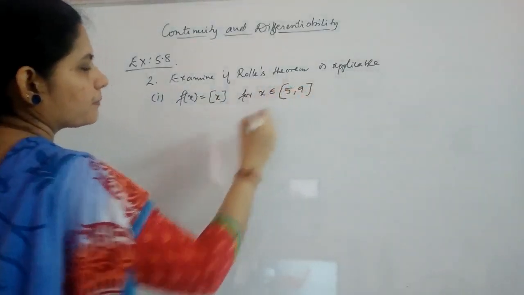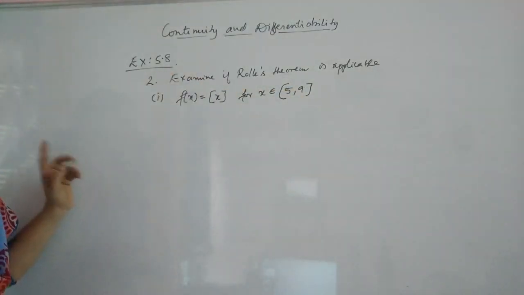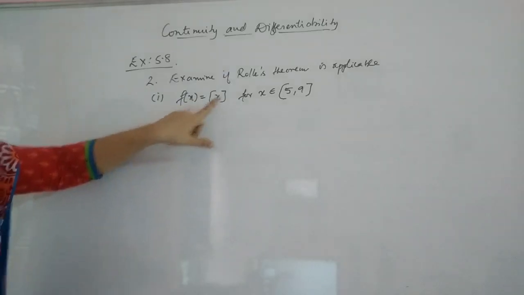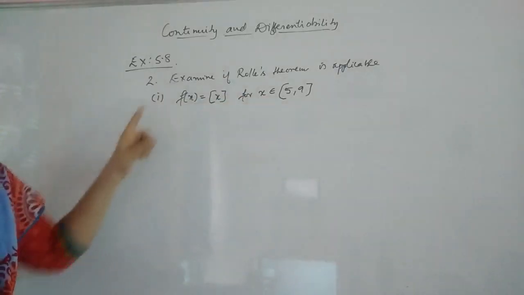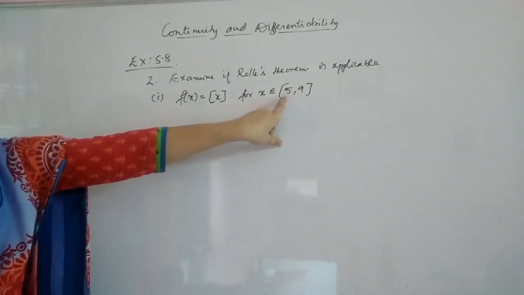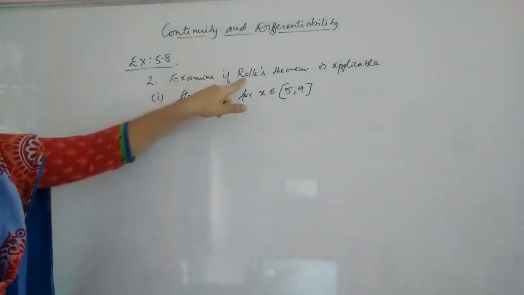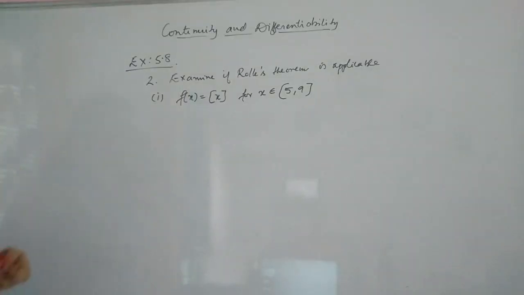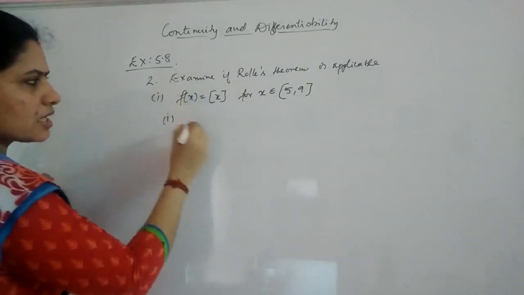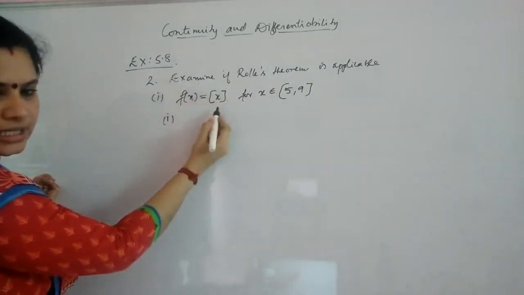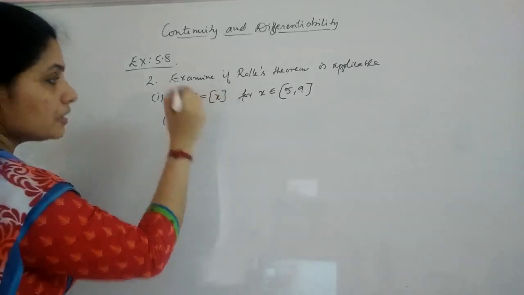5 comma 9. So here actually for Rolle's theorem you have 3 conditions to be satisfied. First one is f should be continuous in the closed interval, it should be differentiable in the open interval, and f of a equal to f of b, that is f of 5 should be equal to f of 9. These are the 3 conditions. After that only you can say that we can find a number which satisfies Rolle's theorem, right? So first condition is continuity. This is your greatest integer function. So what can you say about the continuity?